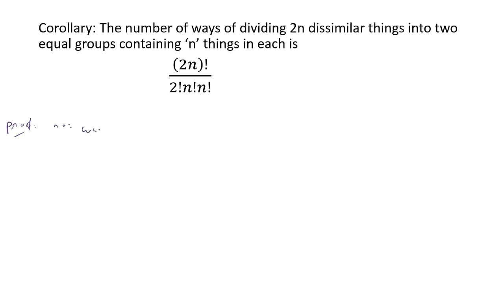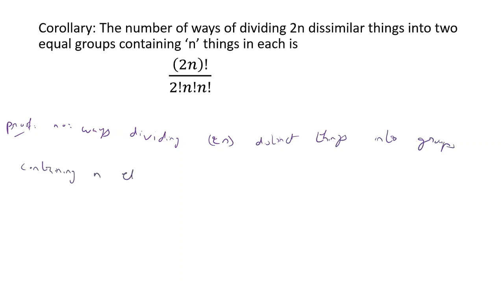Number of ways of dividing 2n distinct objects, or distinct things, into groups containing n elements each is 2n factorial upon n factorial times n factorial.